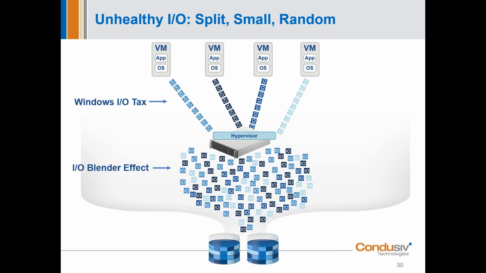The first one is what we've been pounding on for the first half of the webinar, what we refer to as the Windows IO tax. It really is Windows creating this IO characteristic that's much smaller, more fractured and random than it needs to be. And it's the perfect trifecta for bad storage performance. It's this death by 1,000 cuts scenario, eating away at the environment.